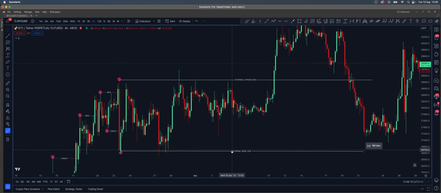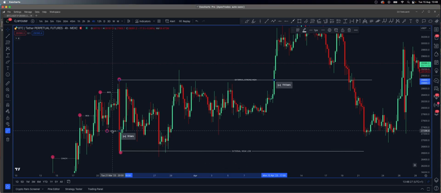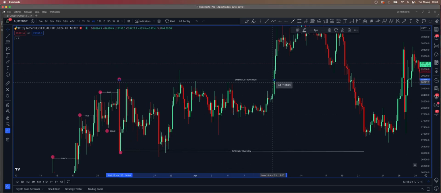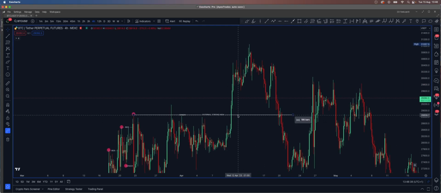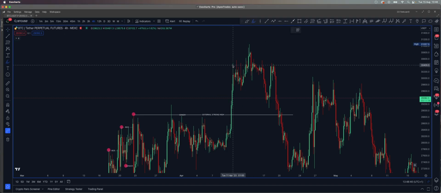And so, of course, we just bring it to the next point here. Technically, because we created a change of character here, this for me is the change of character back to the upside. Okay, and then what? Where did we go to? We went to here.